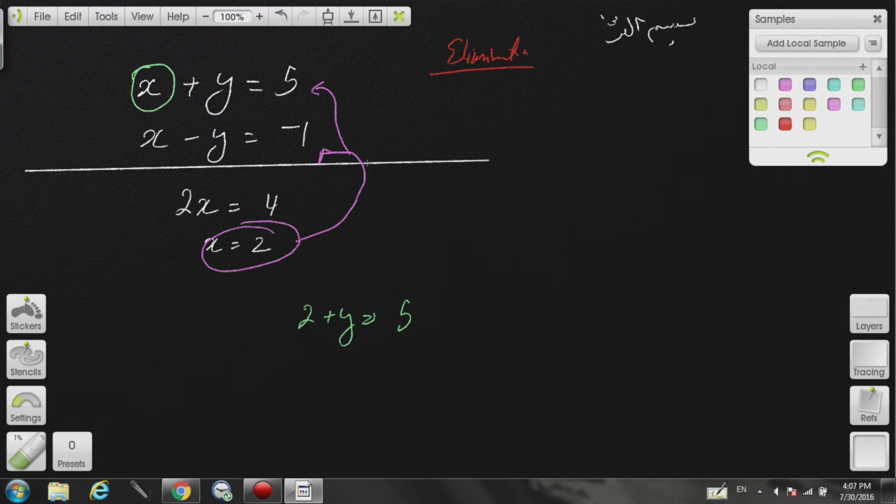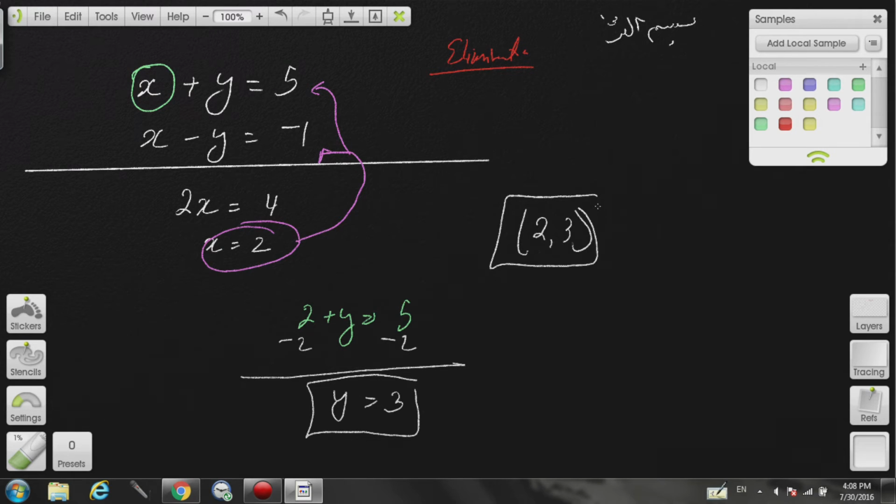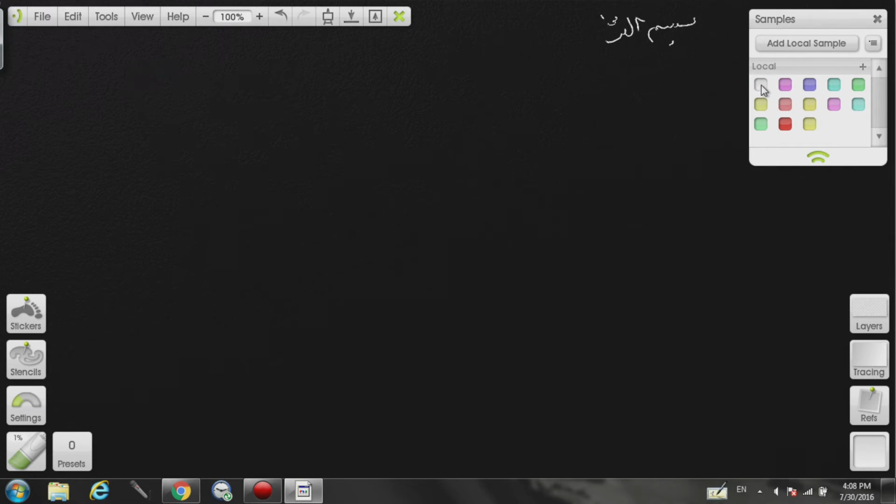So if I substitute 2 for x over here, I get that, and I subtract 2 from both sides, I get y equals 3. So the solution to this pair of linear equations is (2, 3). That's the elimination method. But it's not going to be that easy all the time.